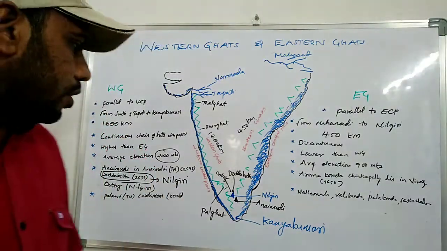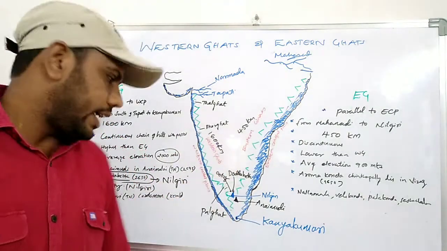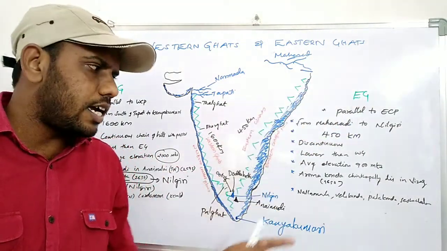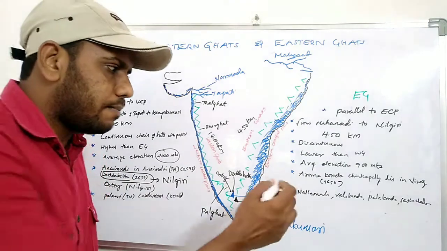So we understood this. Now the opposite point: here the highest peak is Anamudi. Then the highest peak in the Eastern Ghats is Aromakonda. Remember what is that one?